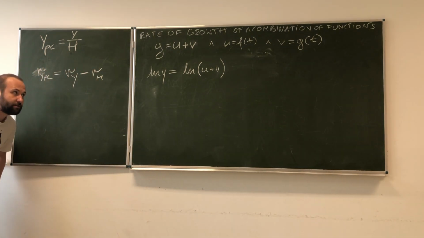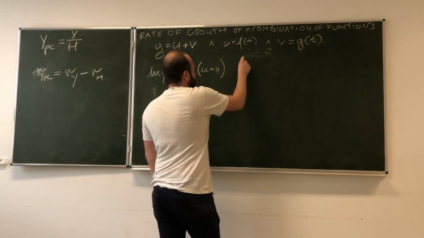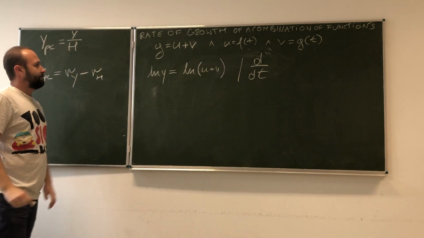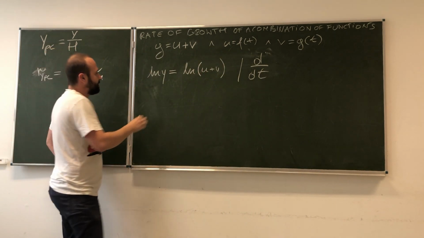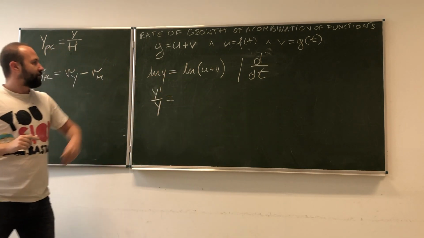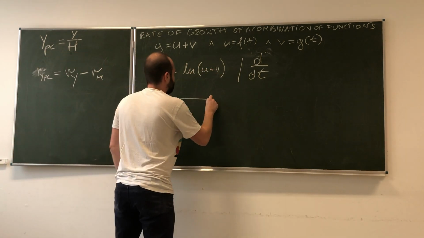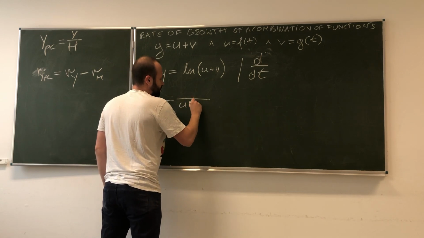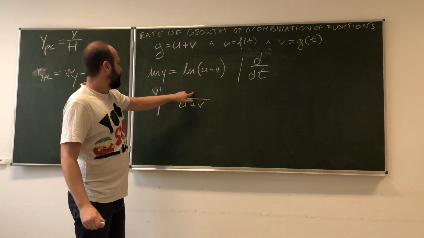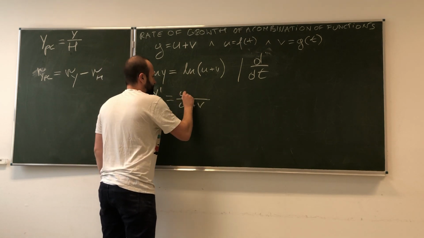Unfortunately, there's nothing more we can do. Remember, it's a plus. We cannot do anything with it. But I can still differentiate both sides with respect to time. And look, here what I'm going to get is again y prime over y, right? And over here, this is the logarithm of some function. So we will have the original function in the denominator and the derivative of this function in the numerator. And the derivative of a sum is the sum of derivatives.